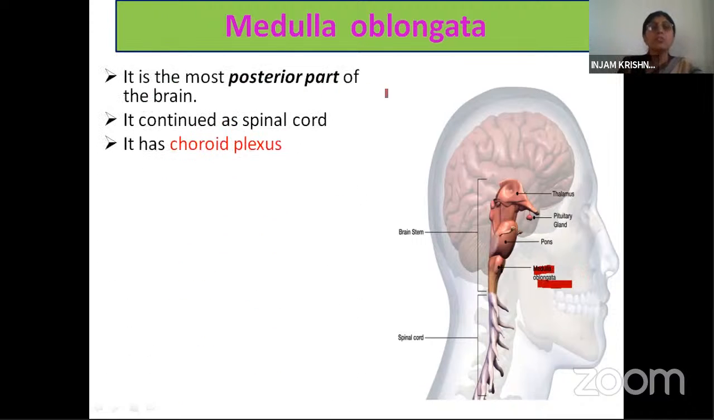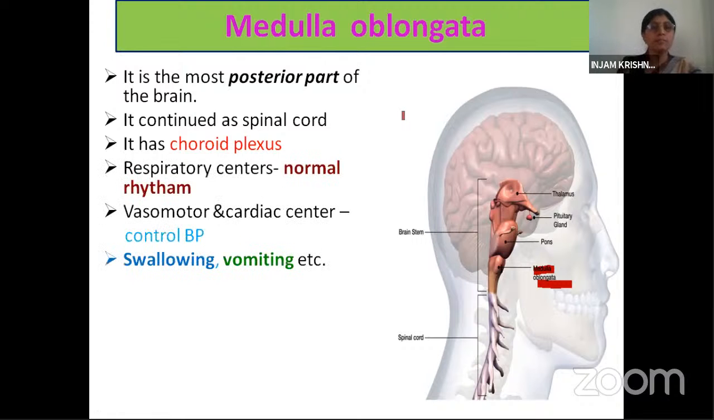Yes, it is the most posterior part of the brain. It continues as the spinal cord. It has choroid plexus. Again, I will explain choroid plexus later.